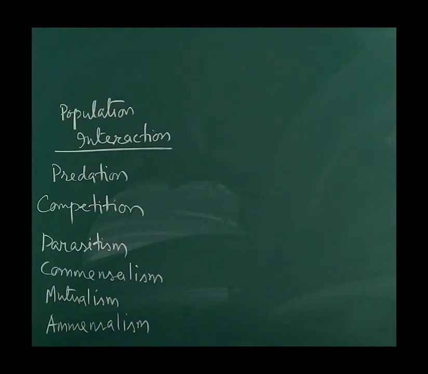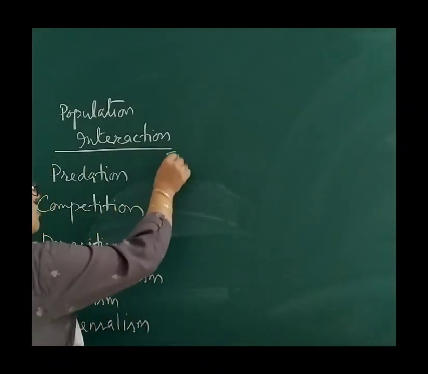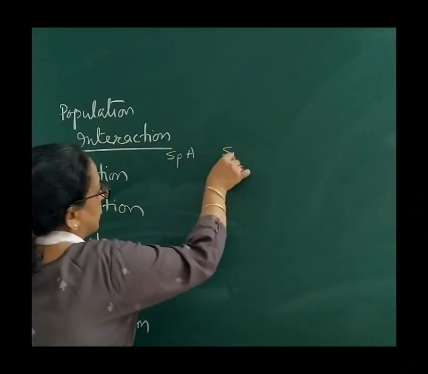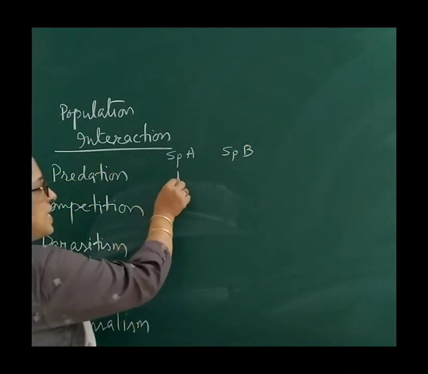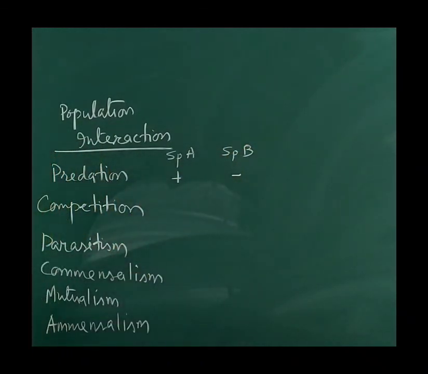Predation has effects on species A and effects on species B. So there are always two species involved here, species A and species B. Now in predation, species A is positive and species B is negative. It means species A is the gainer and species B is the loser.